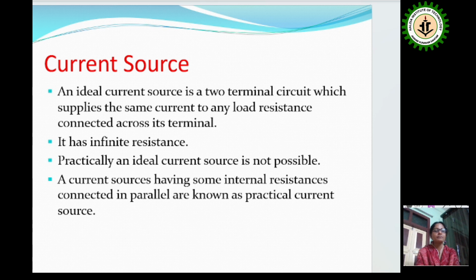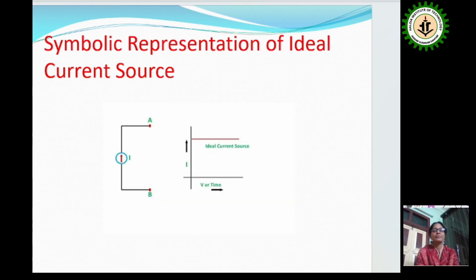Now, the symbolic representation of an ideal current source. This is the symbolic representation and graph.